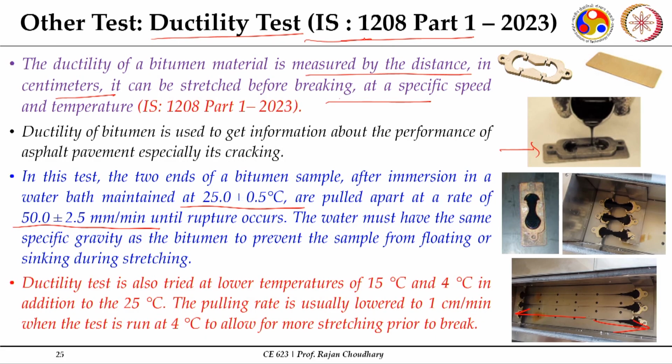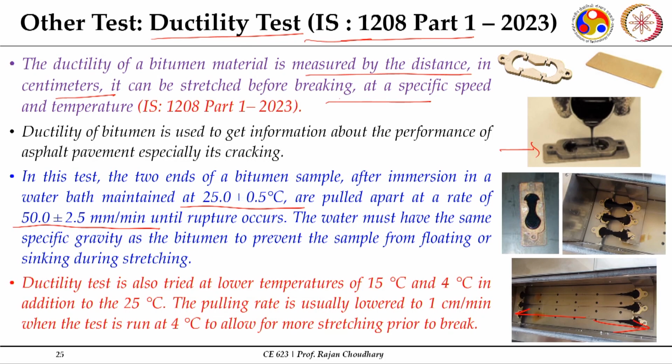These are again some precautions to be taken as per IS 1208, and then the ductility is measured. There are minimum values specified for the binders, that it should elongate at least this much. It is more preferred to do this ductility measurement on an aged binder, the short term aged binder, because that is the binder which will actually be available in the field after construction. For research purposes, this can be done at lower temperatures also, instead of 25 degrees centigrade, at 15 degrees centigrade and 4 degrees centigrade.